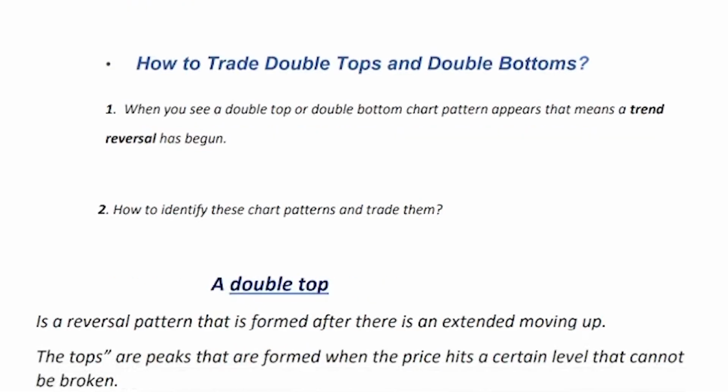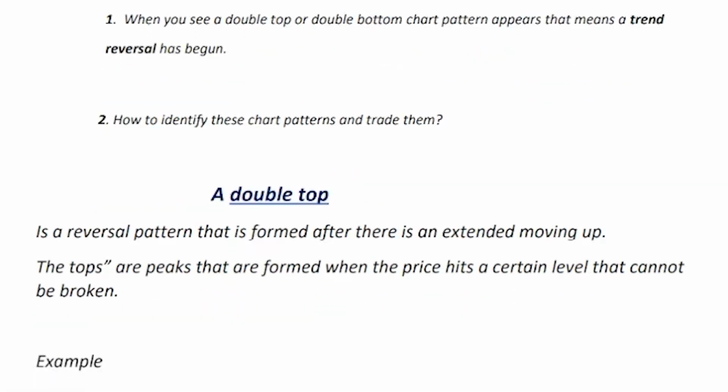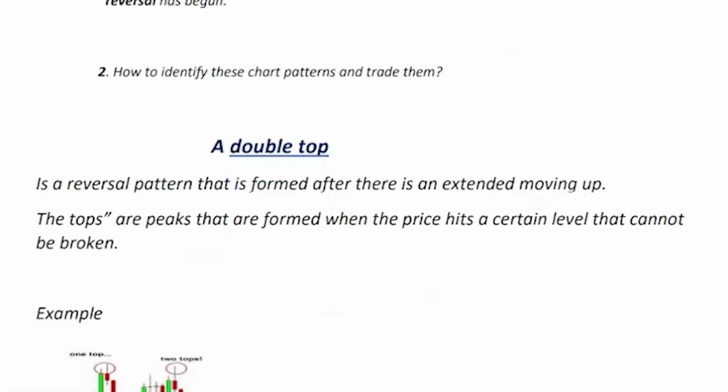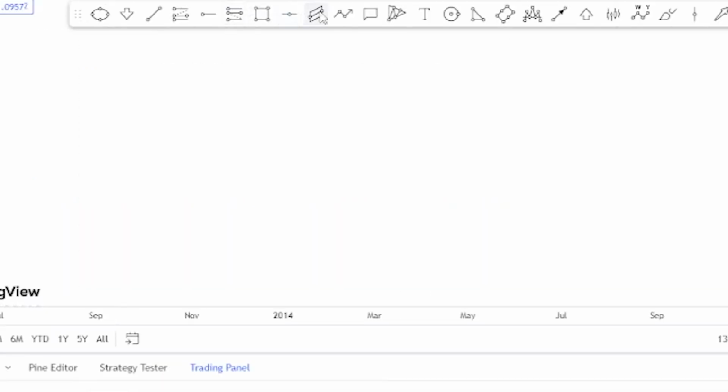So how can you identify these chart patterns, and how can you trade them? Let's start from the double top. A double top is a reversal pattern that is formed after an extended move up. The tops are peaks that are formed when the price hits a certain level that cannot be broken. Let's go with the examples.